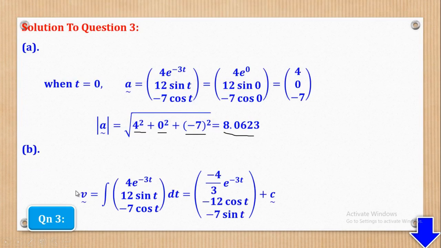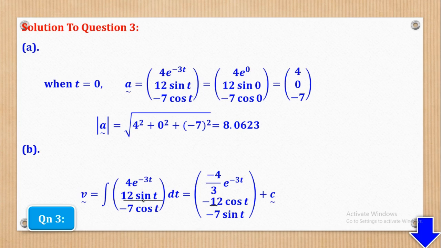For you to get the velocity, you have to integrate acceleration. To integrate this, first of all, I have to differentiate the angle. When I differentiate the angle, I come up with negative 3. Therefore, 4 divided by negative 3 gives this part, which is negative 4 over 3. Then I rewrite the exponential, which is e to power negative 3t. Then for this part, the derivative of the angle is 1, so it remains as 12. So this is why the 12 is here.